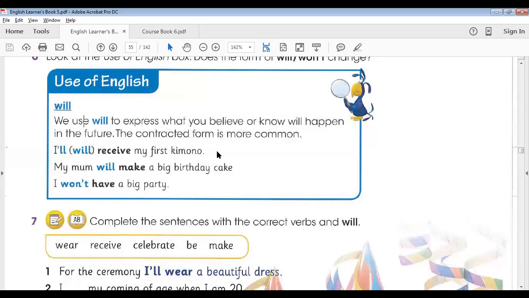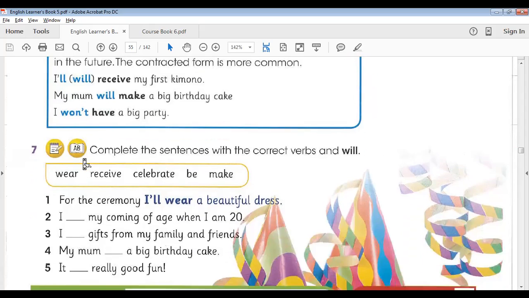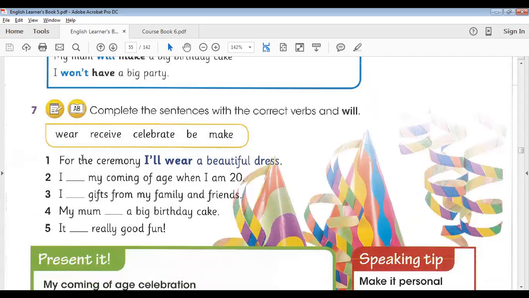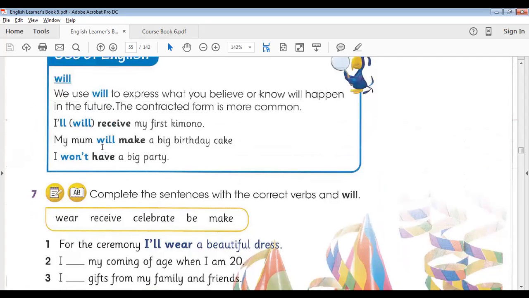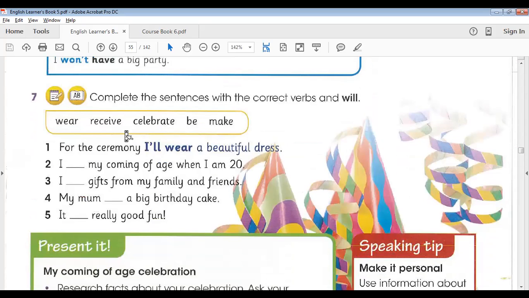After that, I asked the students to read this dialogue box, the Use of English box. I use this explanation in the summary video because it contains some of the sentences from the lesson, so it is more convenient and easy for the students to follow.